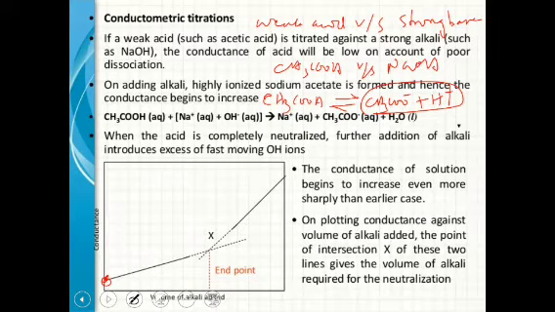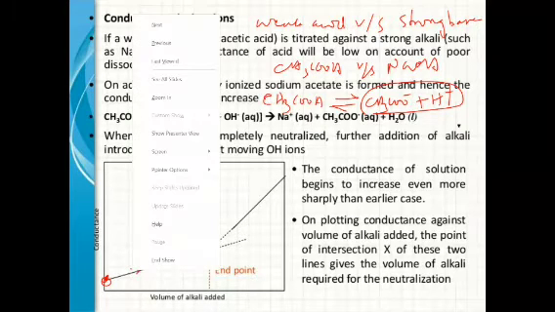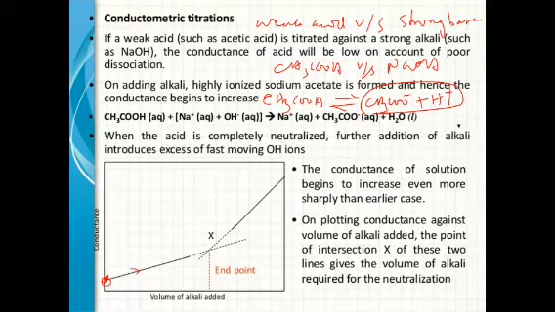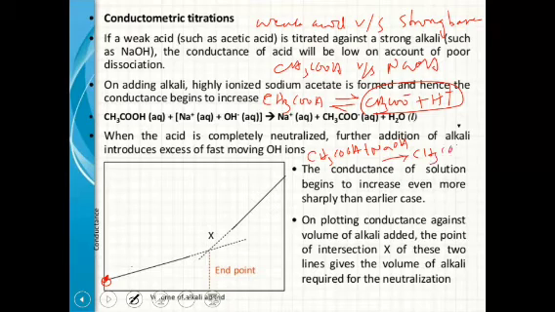After adding the NaOH solution to the acetic acid, there is a gradual increase in the conductance value. This is due to the formation of sodium acetate. When you add the NaOH to the acetic acid, it gives CH3COONa. When you add the NaOH solution to the acetic acid, it will give sodium acetate.